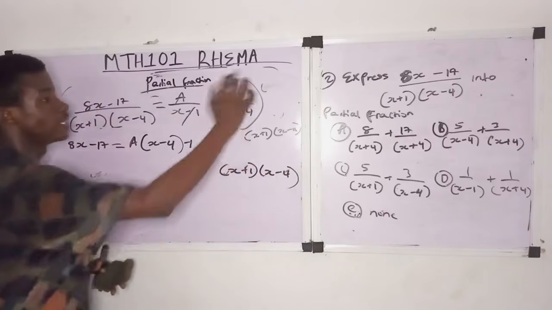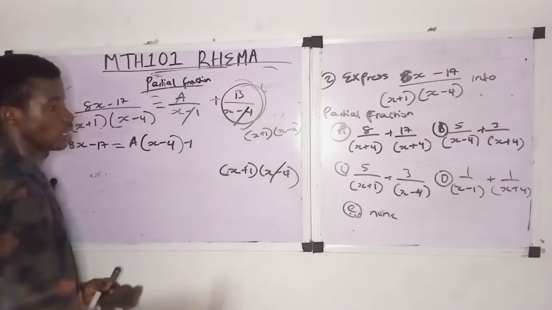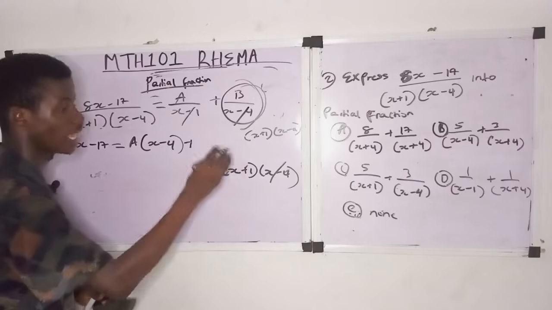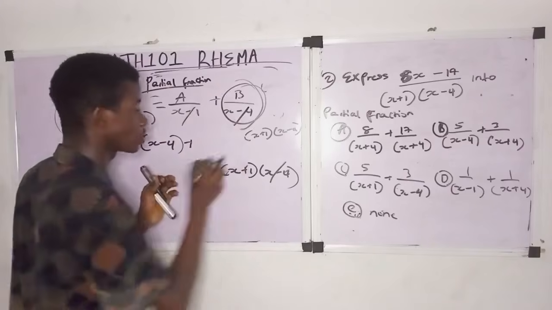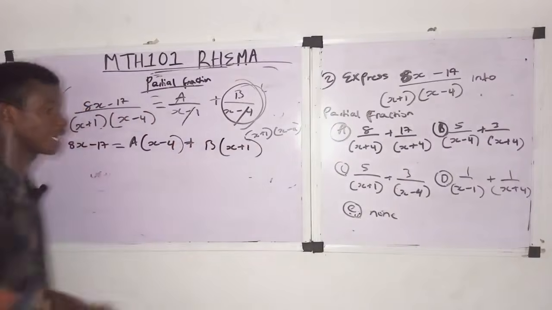Now if we multiply this one by this, this one will cancel this. We'll be left with S plus 4, S plus 1. S plus 1 times B will give us what? Will give us B bracket open S plus 1, right?